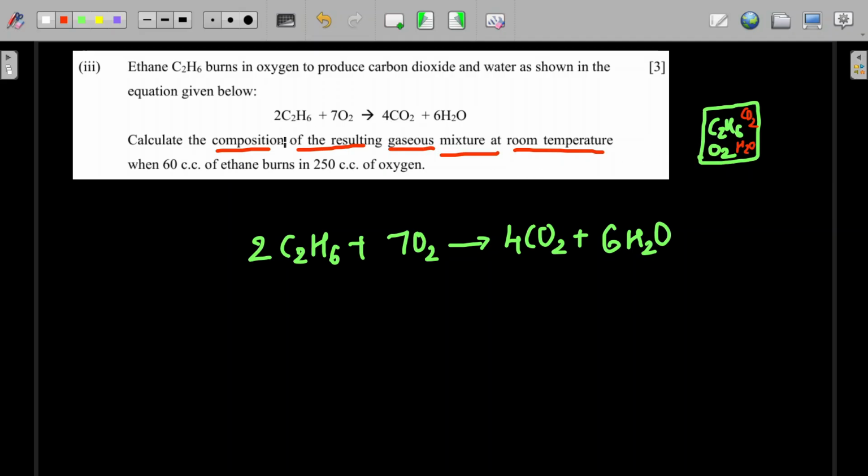Since they have asked us composition of the resulting gaseous mixture, means here whatever gases are in this container, you have to find their volumes. Composition is nothing but volumes you have to find.